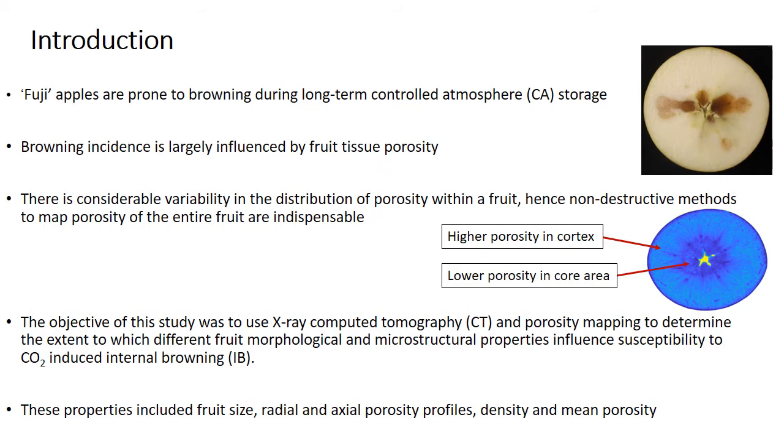The objective of this study was to use X-ray computed tomography and porosity mapping to determine the extent to which different fruit morphological and microstructural properties influence susceptibility to carbon dioxide-induced internal browning. These properties included fruit size, radial and axial porosity profiles, density, and mean porosity.